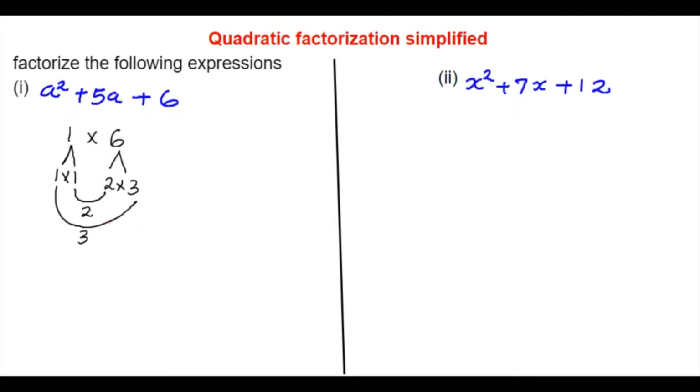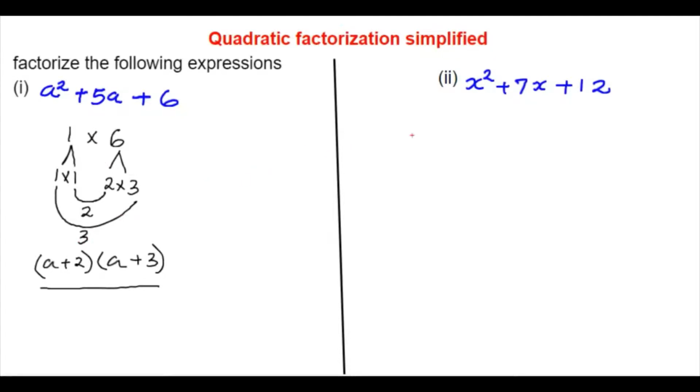Normally when you reach this point, you don't need to continue further. Simply say your first factor will be a plus 2, because the first number is positive 2, and then a plus 3, the second number is 3. At this point you'll have factorized your question successfully.